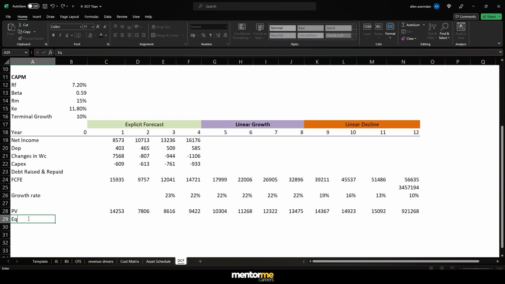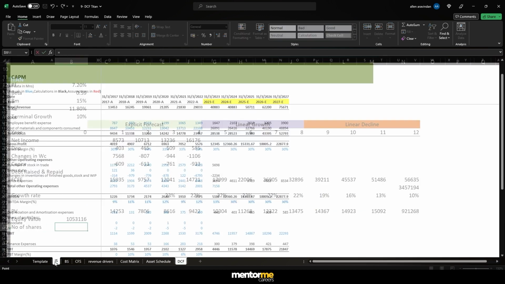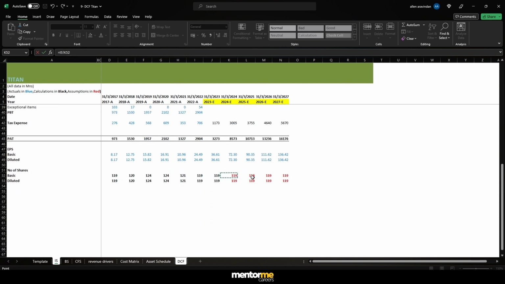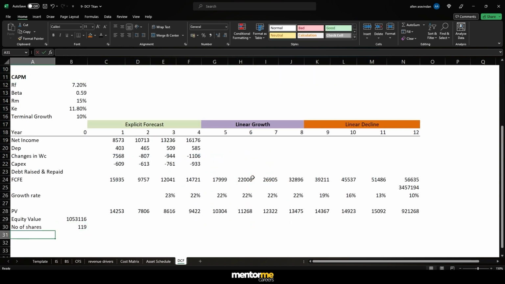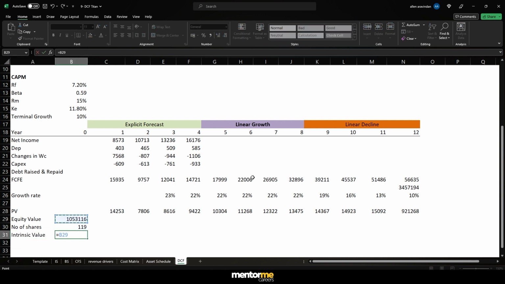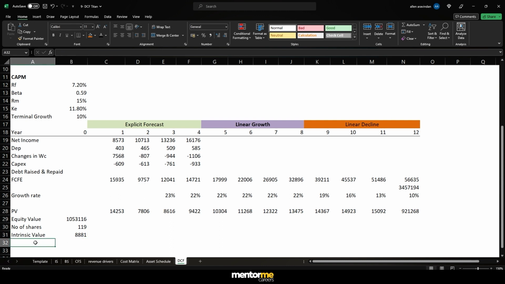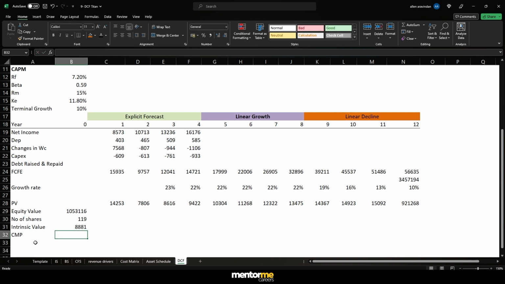Now let's calculate the equity value. Basically what this addition will tell you is the equity value itself. And the number of shares, as we know from the income statement, is 119. So the intrinsic value will be this divided by 119. Our intrinsic value is coming out as 8881, whereas the current market price of the stock is around 2,700. You can just quickly check.